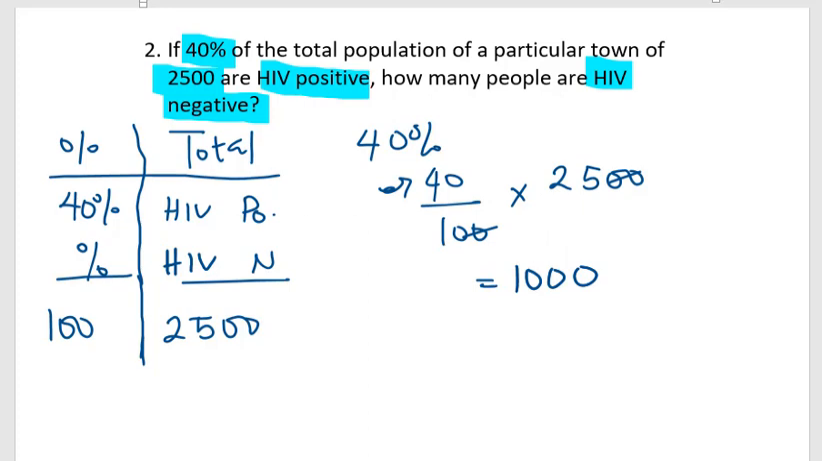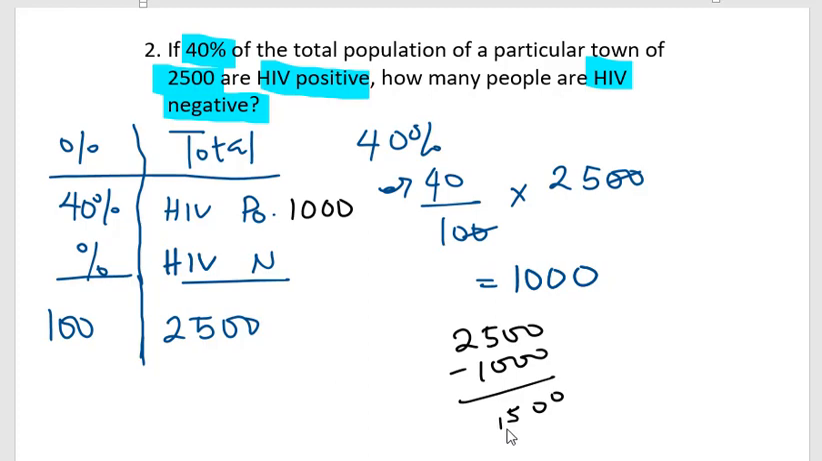So here, let me use another ink to make things clear. So I have 1,000 here. Okay, if I have 1,000 here, I can actually subtract. So I can just say 2,500 minus 1,000, and you see it's just simple. So I have 1,500 persons who are actually HIV negative. There are a couple of ways to fix this, but I think this is the simplest approach. Let's go for the next question.